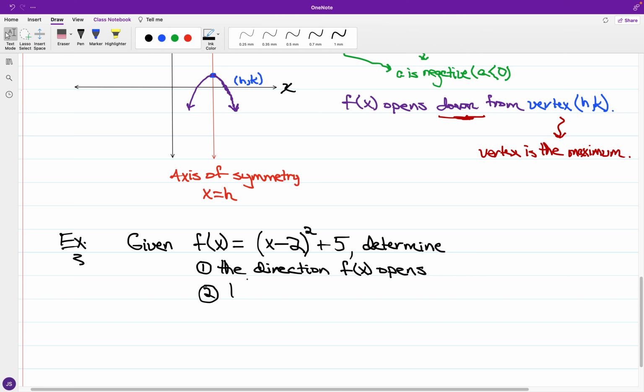And transitioning from a to h, you have the axis of symmetry. And once you have the axis of symmetry, you already have half of the ordered pair of the vertex.